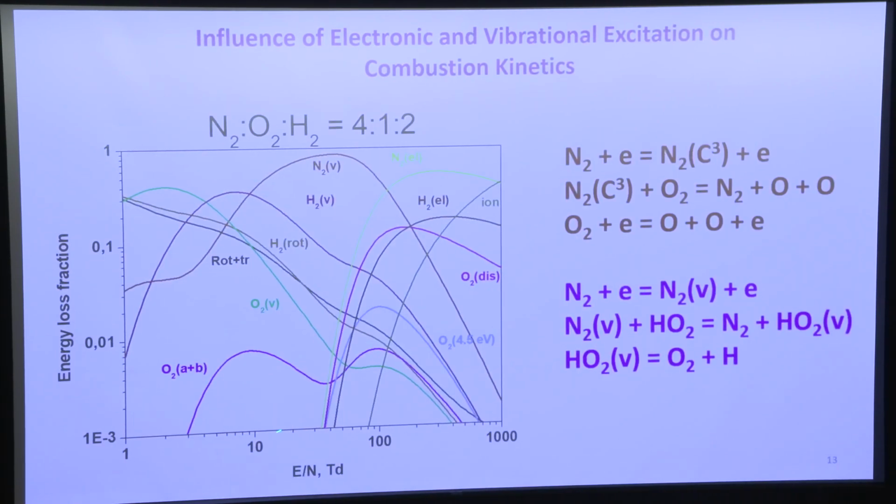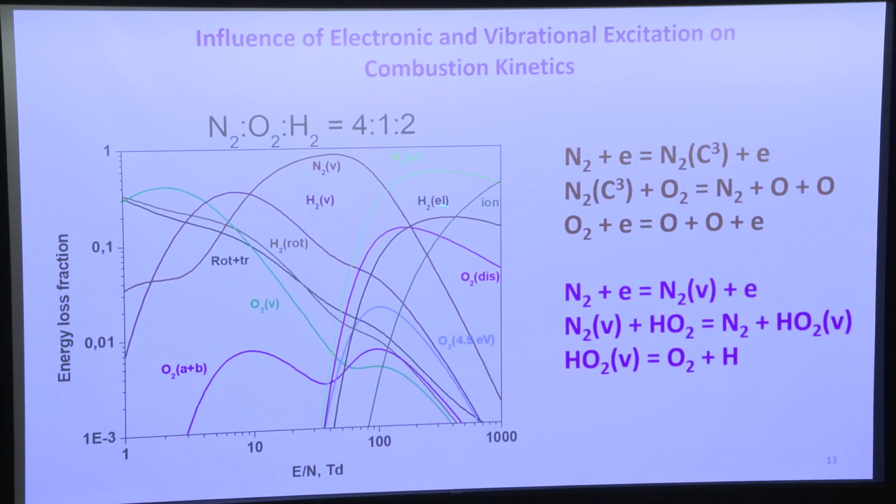In a hydrogen and air mixture, you can see that the nitrogen vibration distribution is very broad, and even at 100 Townsend, a very strong electric field, the vibrational nitrogen is still there. Therefore, vibrational nitrogen cannot be ignored in air plasma, and because it is always excited there, it couples with other radicals and changes your reaction.